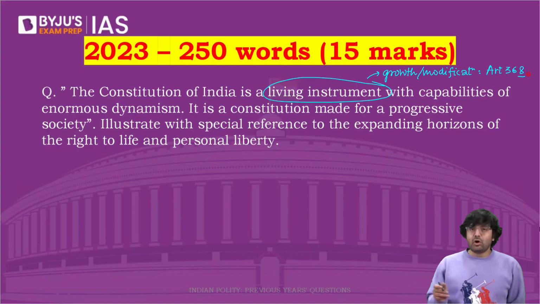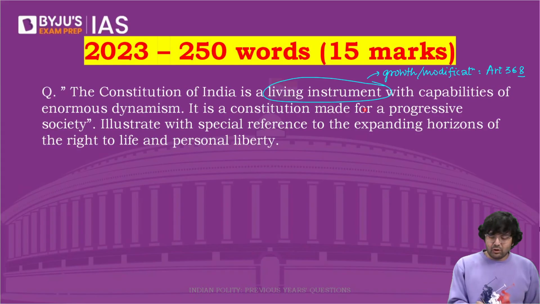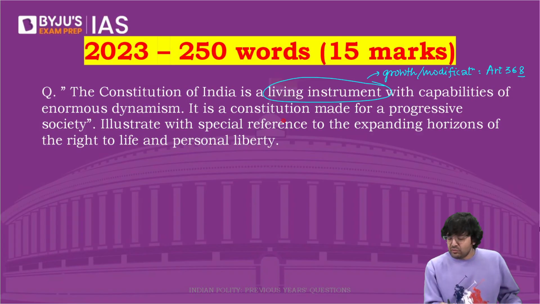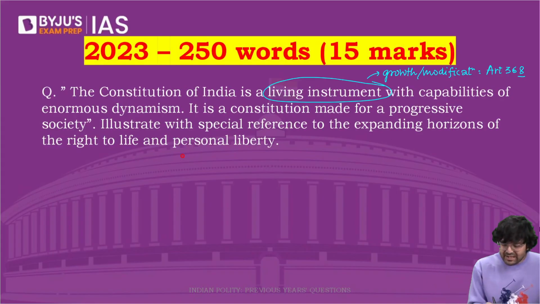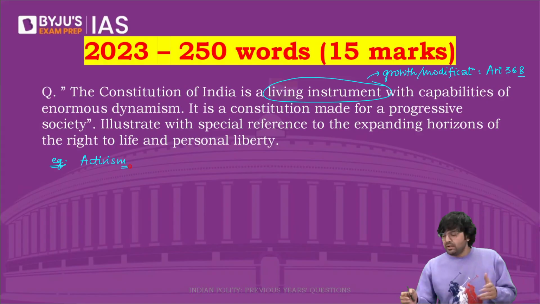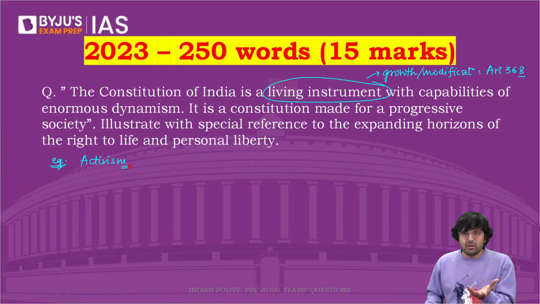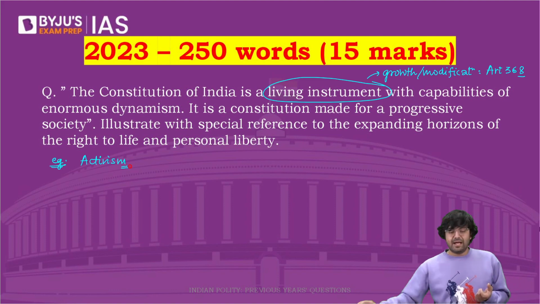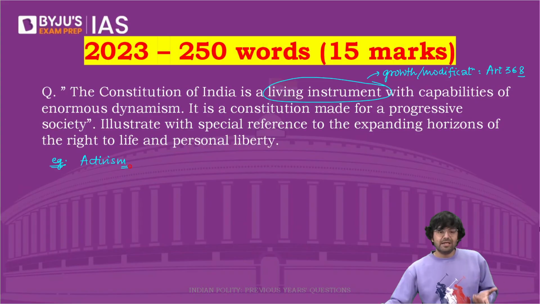So, the Constitution is a living instrument with capabilities of enormous dynamism, right? It's completely dynamic in nature, keeps on growing. It is a constitution made for a progressive society. Illustrate with special reference to expanding horizons of right to life and liberty. Do you remember we had discussed a similar example in activism, that the Supreme Court has been widening the scope of Article 21, keeping in view the changing circumstances. There are things which were wrong 20 years back which are right now, and things which were right earlier are wrong now. So we always keep on growing. Living instrument. And you have to give examples of how Article 21 incorporates all these elements.